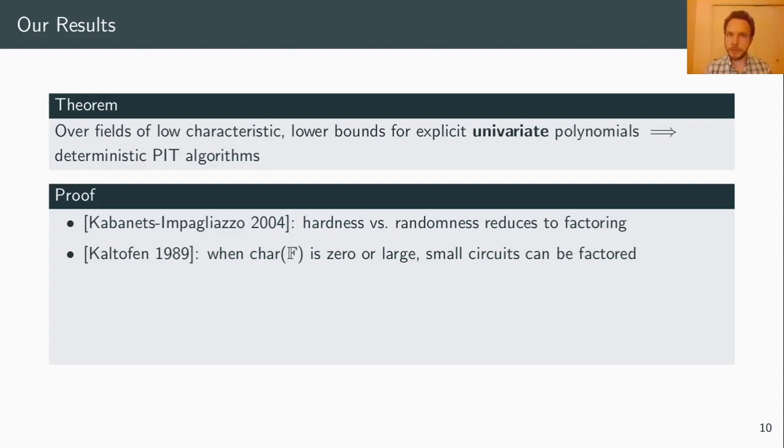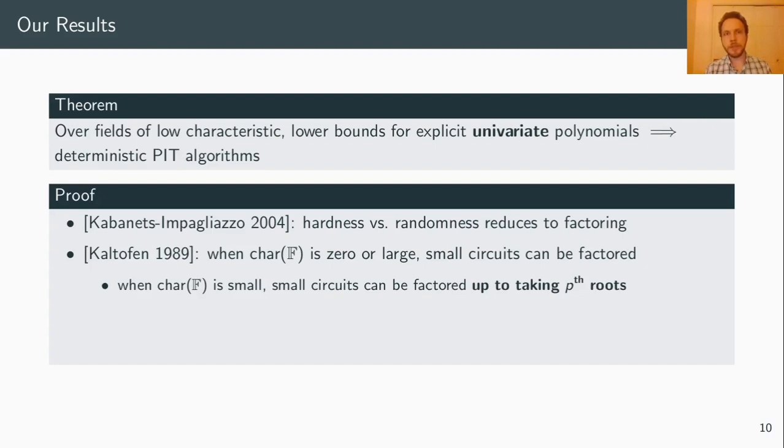However, there's a catch. When we're working over a field whose characteristic is small, we may not entirely be able to factor circuits, but we can factor them up to taking a pth root. What I mean by this is, suppose you want to factor a circuit and compute some polynomial f. Well, you may not be able to get a circuit which computes f, but you can definitely get a circuit which computes a pth power of f. So this is the main roadblock, and indeed this is the reason why the result of Kabanets and Impagliazzo requires lower bounds against pth powers of polynomials.